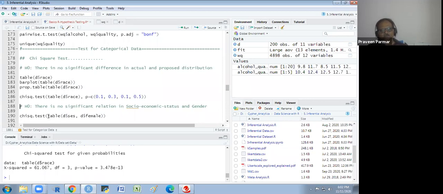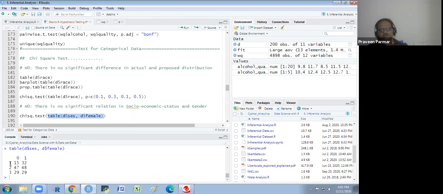First, I show you the table. This is the contingency table I am making for it. You'll see the socio-economic status 1, 2, 3. 1 is low, 2 is medium, and 3 is high socio-economic status. And this is the male and this is the female. 1 is female and 0 is male.